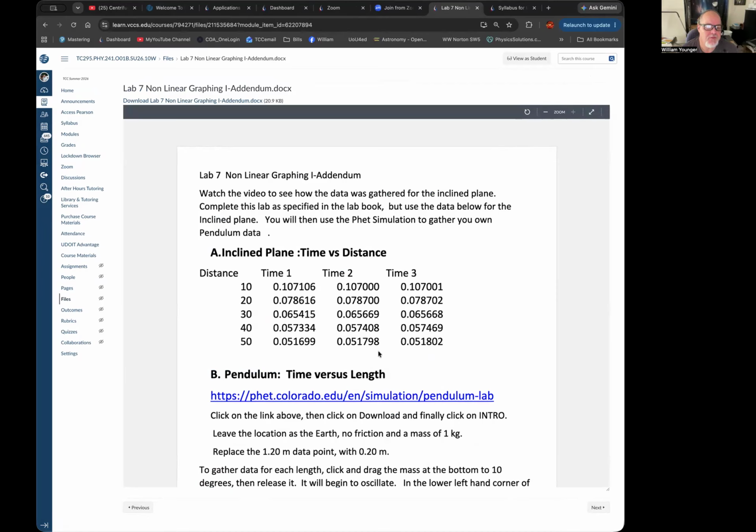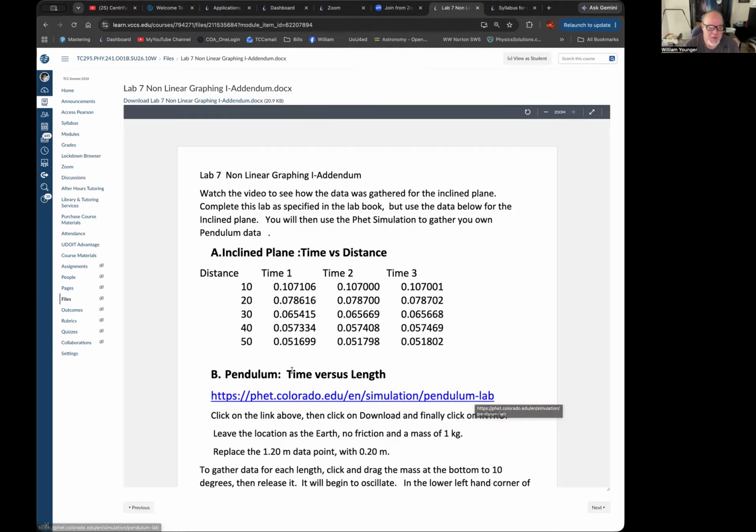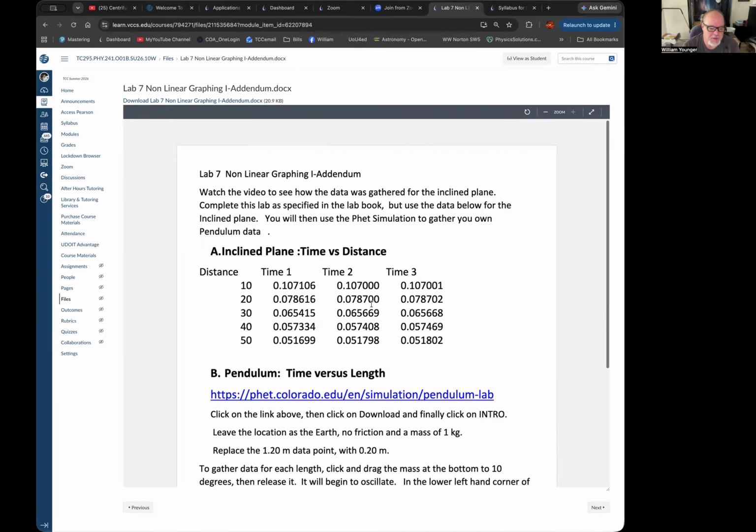You can see, watch the video to see how the data was gathered for the inclined plane. So that's the video that I just finished pointing out to you. Complete this lab as specified in the lab book, but use the data below for the inclined plane. You will then use the PHET simulation to gather your own pendulum data. So you're going to go over to PHET, which is this link right here. But if this link doesn't work, sometimes there are problems with it, then just type in PHET and they'll pull up the website, and then you look for the simulation of the pendulum lab. But there's the data for the inclined plane.